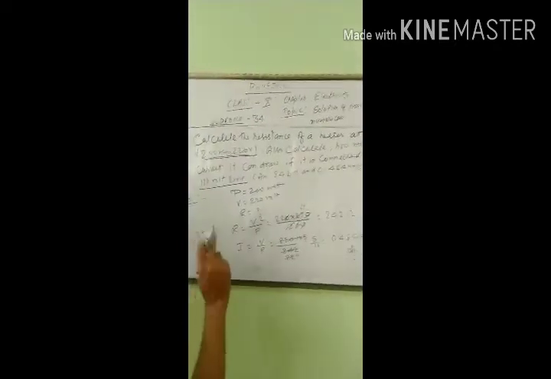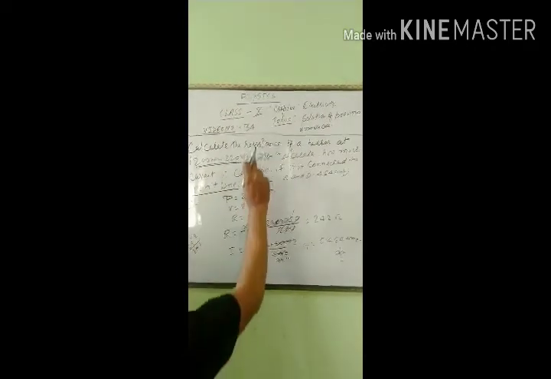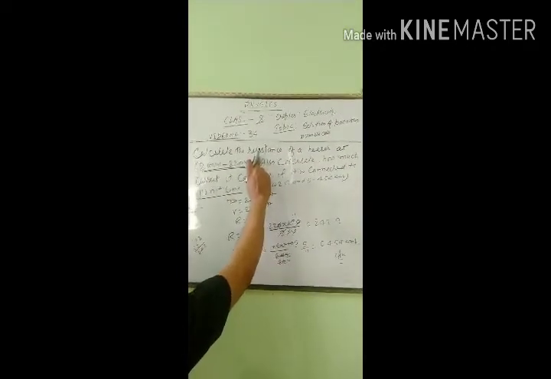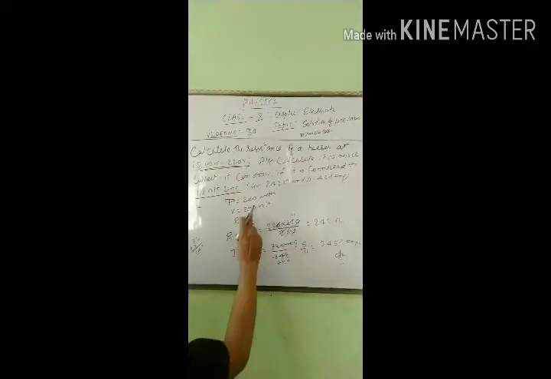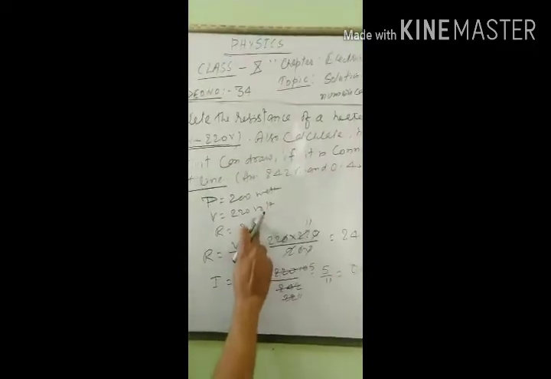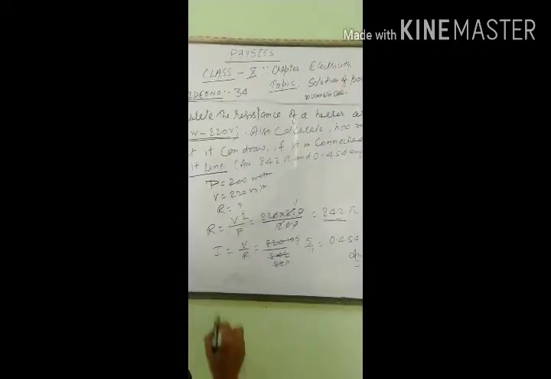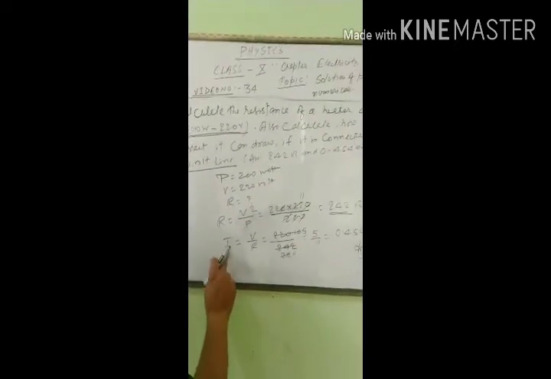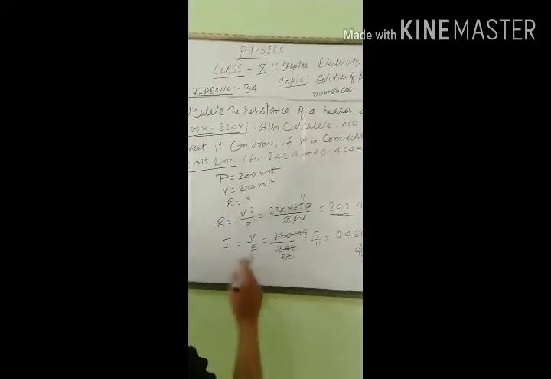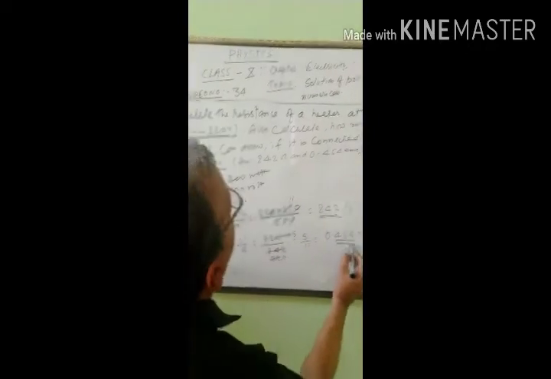Now first of all, we have to find the resistance. P is given as 200 watt, V equals 220 volt, R is to be found here, and similarly by Ohm's law, I will be calculated, which is 0.54 ampere.